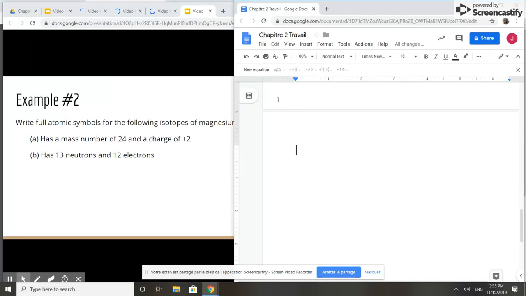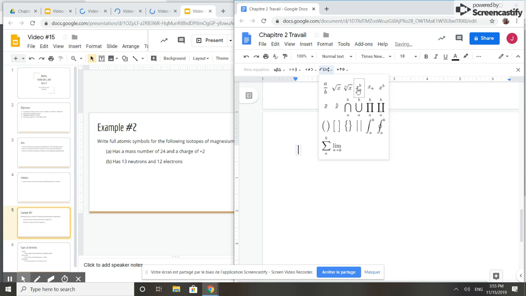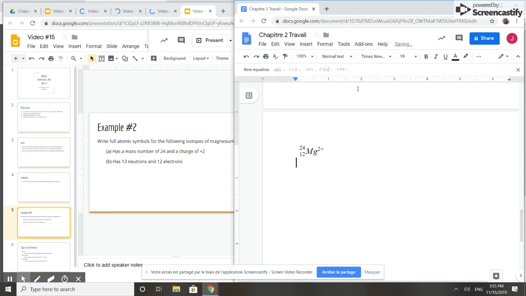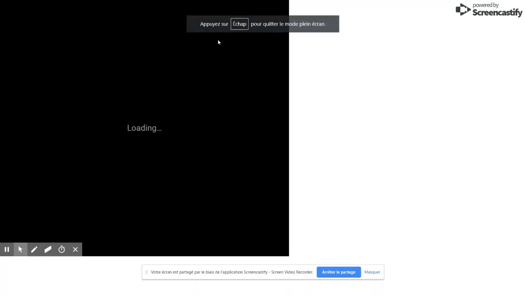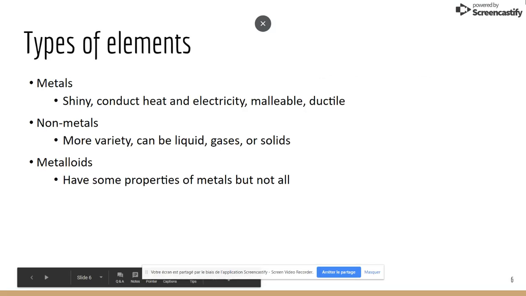Okay, so I'm just going to get right to it. It is magnesium, so its atomic number is 12. It's giving us the mass number, and it says it has a charge of +2. And then again, it is magnesium, has 13 neutrons, so instead of having the mass number of 24, it's going to have the mass number of 25. And there's nothing in here to indicate a charge, so I'm not going to label any sort of charge. Pause here.